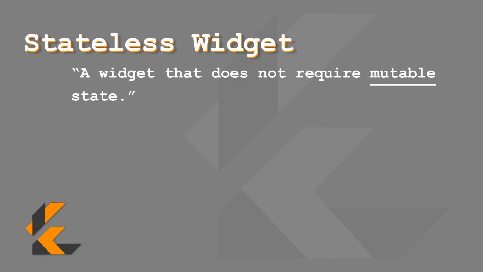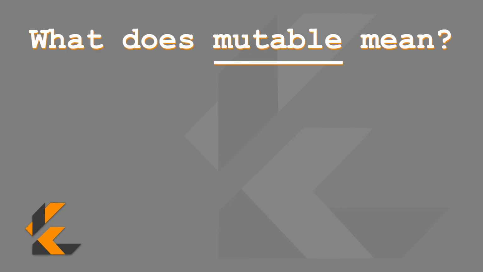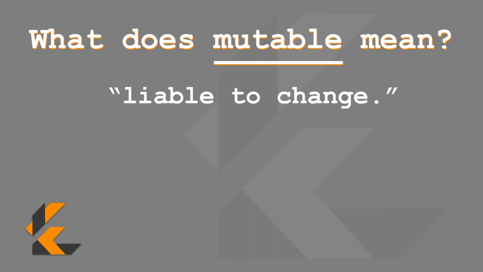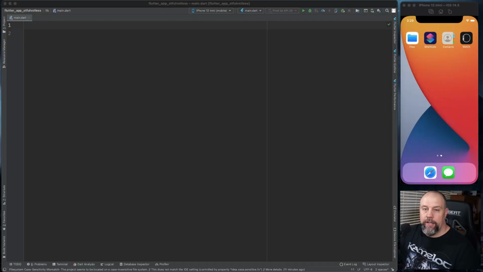If you look up the definition for the stateless widget, for example, it says a widget that does not require mutable state. In contrast, the definition for the stateful widget says a widget that has mutable state. So what does mutable mean? A quick Google search has the definition of mutable as liable to change. So simply put, a stateful widget has the ability to be actively or dynamically changed, where a stateless widget does not. So let's take a look at an example.